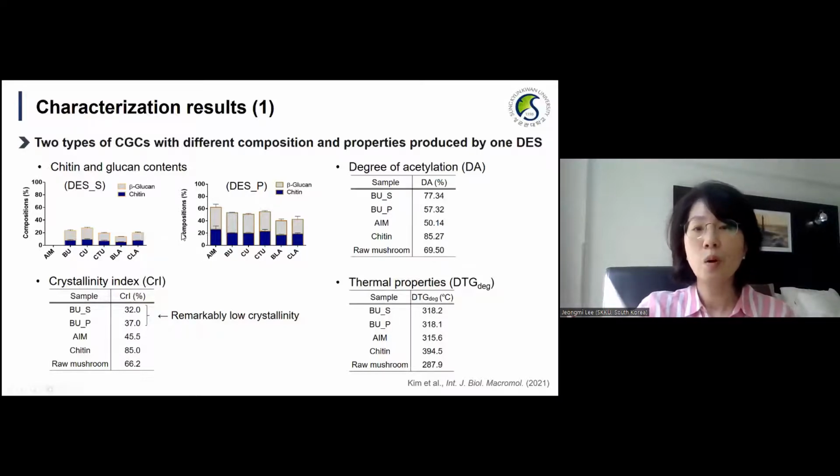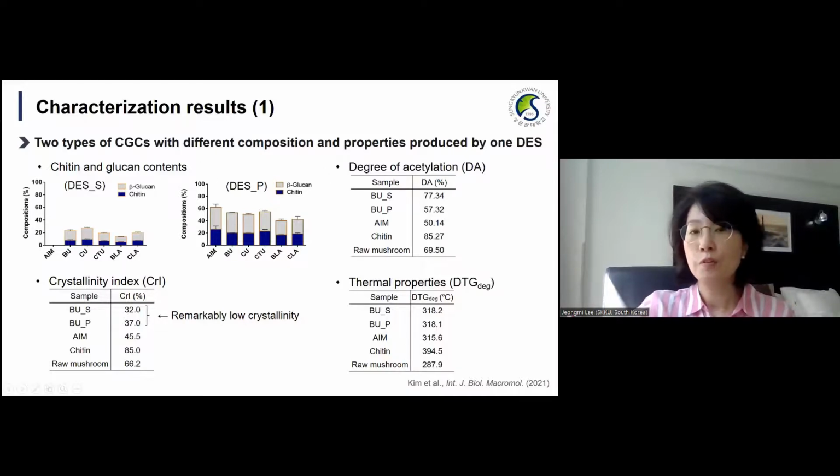And among the 5 different types of DESs, we decided to focus on the DES called BU, which comprises betaine and urea at a certain molar ratio. The reason for choosing BU for further investigation was that BU could remove protein the most, very similar to AIM, the sodium hydroxide-based AIM. So basically, the more protein removal, the more favorable for CGC.